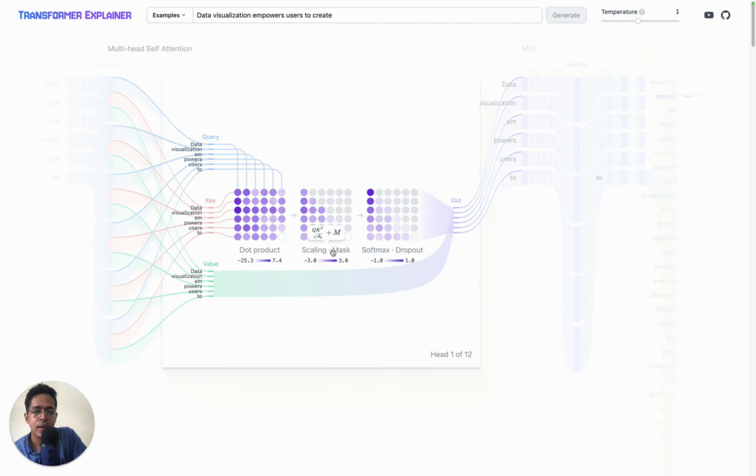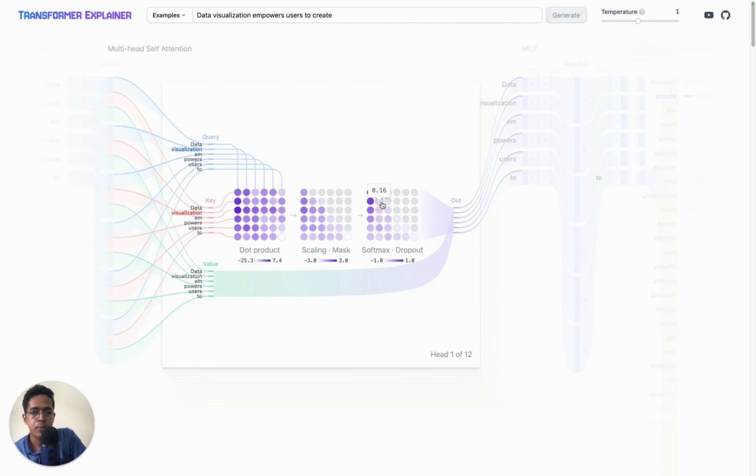So scaled masking. The dot product is masked here, and then it is converted into a softmax, so a probability distribution. Each row is a softmax probability distribution, and the sum of each row will be equal to 1. The sum of the first row is 1 because the first element is 1. There is only one element.